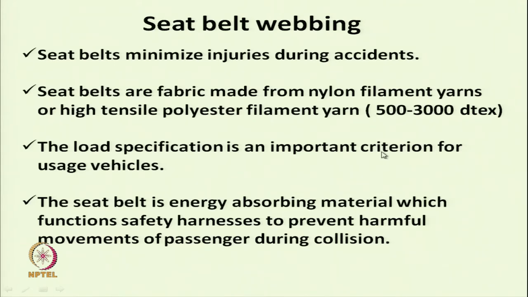Next is seat belt webbing. Seat belts are used to minimize injuries during an accident. Seat belts are fabrics made from nylon filament or high tenacity polyester filament. Typically 500 to 3000 decitex filaments are used, and the load specification is an important criterion.